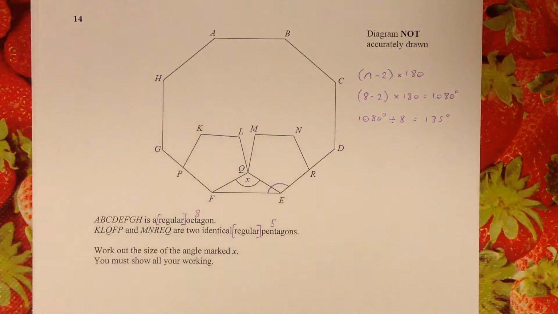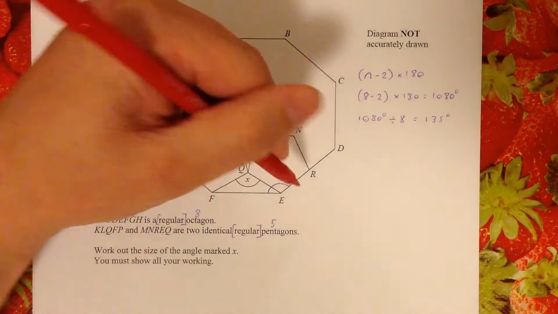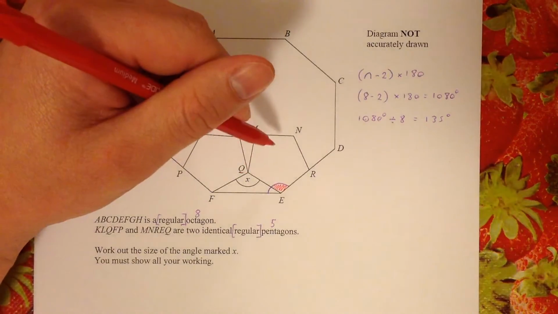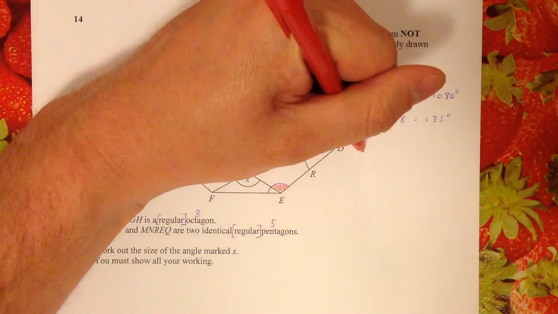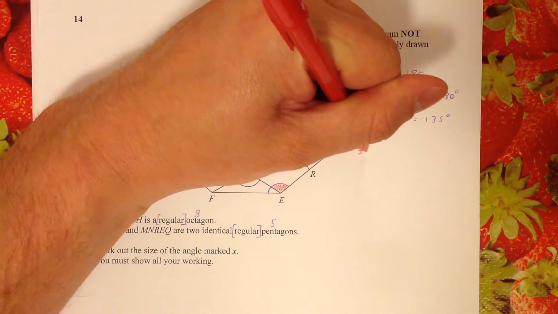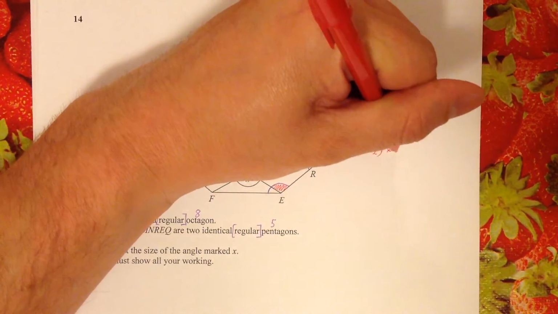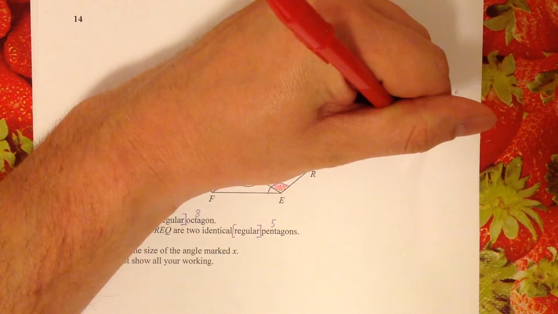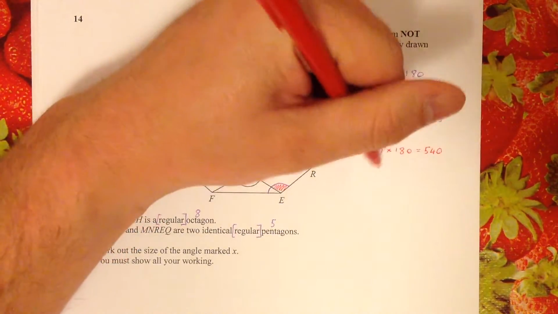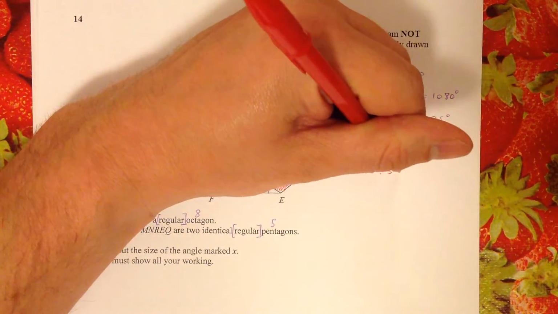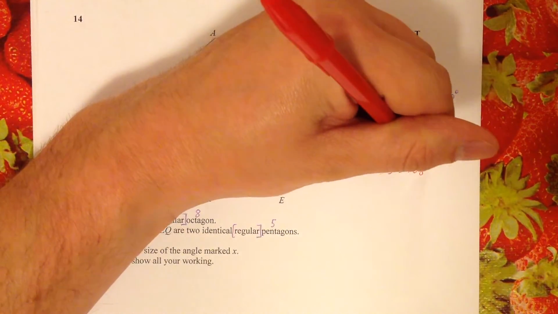What we can then go on to see is we also have just here the angle inside a regular pentagon. So using the same rule, number of sides for a pentagon is 5, subtract 2 is 3, 3 lots of 180 is 540, and then to find one of them, 540 divided by 5 is 108 degrees.